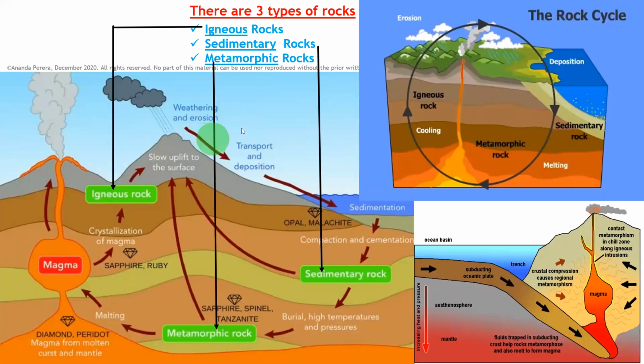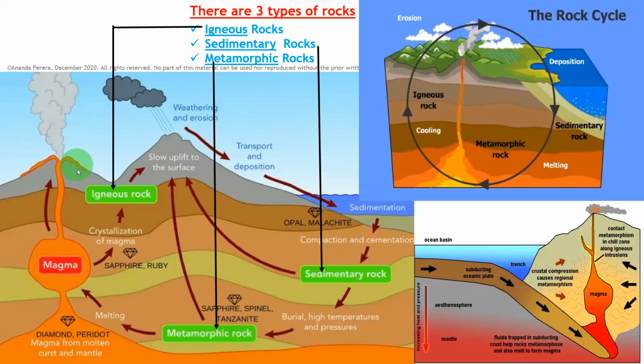Come to this. There are 3 types of rocks. Igneous rocks are here. Metamorphic rocks are mentioned here in green color. Look at the green color. Sedimentary rocks are here. Now look at this. This is the magma area. Diamond and peridot are created in this area. This is magma. It is moving to the surface of the earth from the top of the volcano.